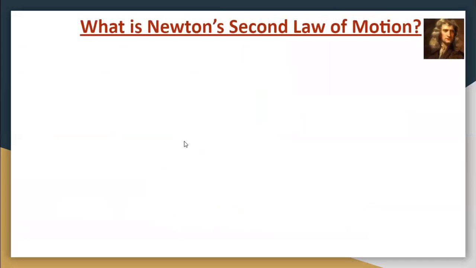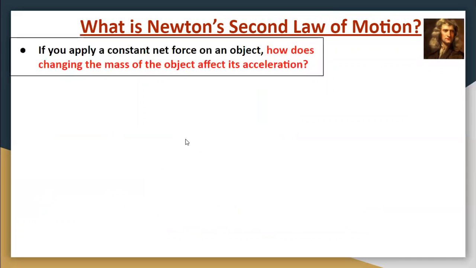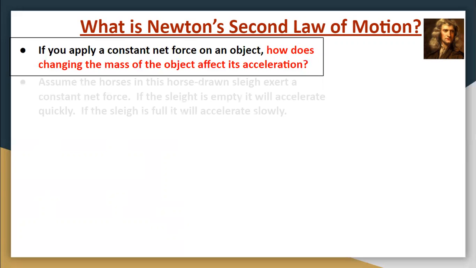Okay, what is Newton's second law of motion? We talked about the first one. Now we're going on to his second law. If you apply a constant net force on an object, how does changing the mass of the object affect its acceleration? So you're keeping the same force, the same push towards something, you're just changing the mass. How is that going to affect how much it accelerates? I bet you can tell me the answer, right? The fatter or the bigger the mass, the less it's going to accelerate.